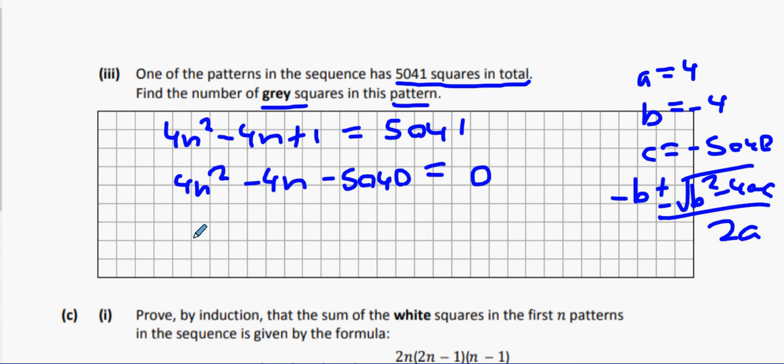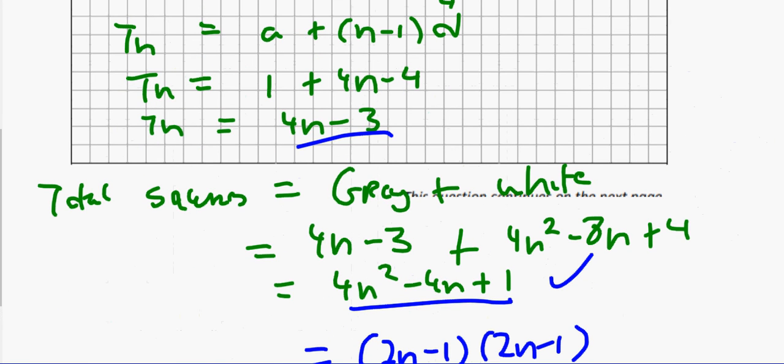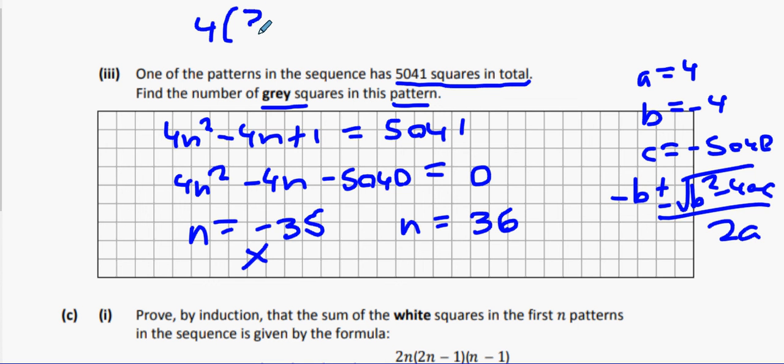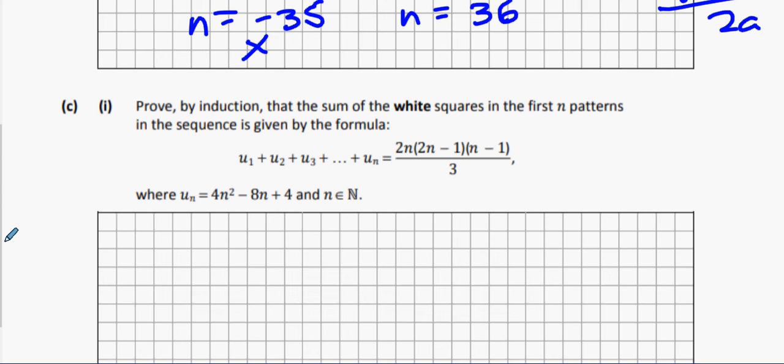So you'll get n equals minus 35. Can't be a negative number, so that's wrong. And then the other one is n equals 36, and that is the expected number. Now we're asked for the number of grey squares, so you go back to the grey square formula, which is 4n minus 3. So it's going to be 4 times 36, take away 3, and you're going to get 141 grey squares. Alright, awesome.